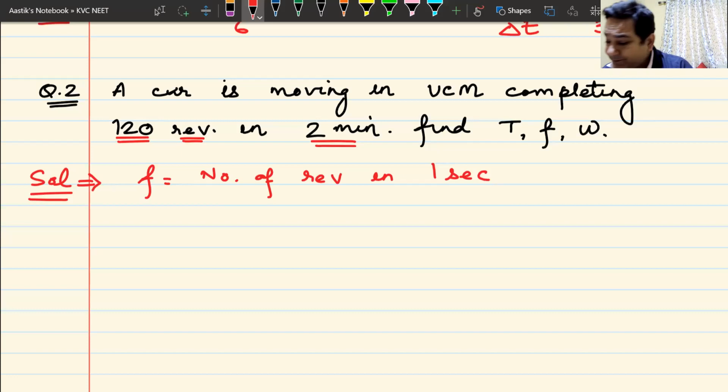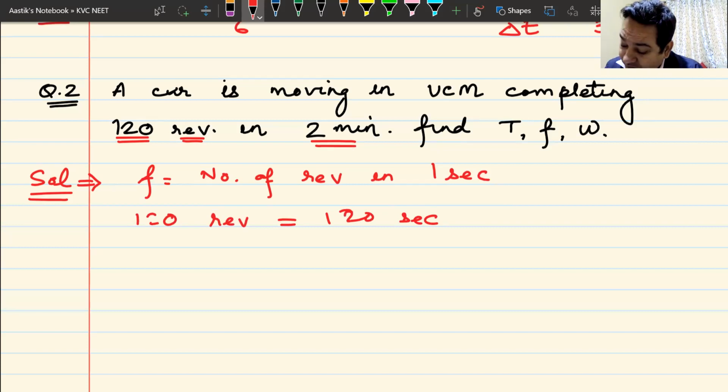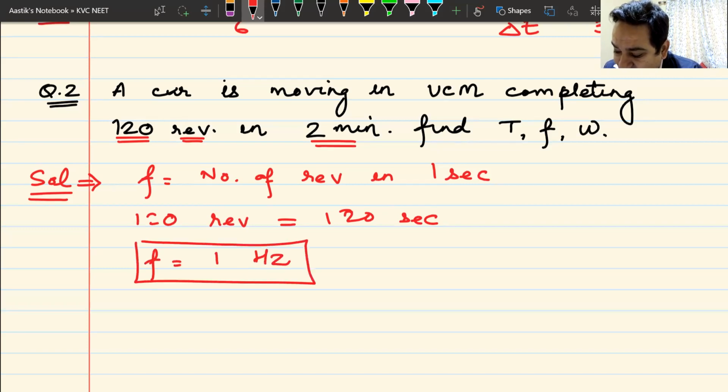2 minutes is how many seconds? 2 minutes is 120 seconds. So basically it is taking 120 revolutions in 120 seconds. So how many revolutions will it take in 1 second? So frequency becomes 1 hertz. Do we understand this? Can I have some raised hands that we understand this?